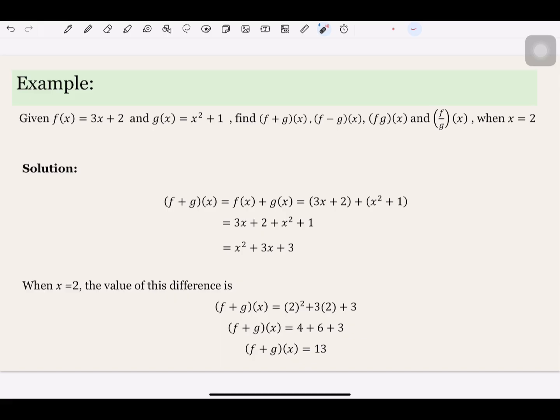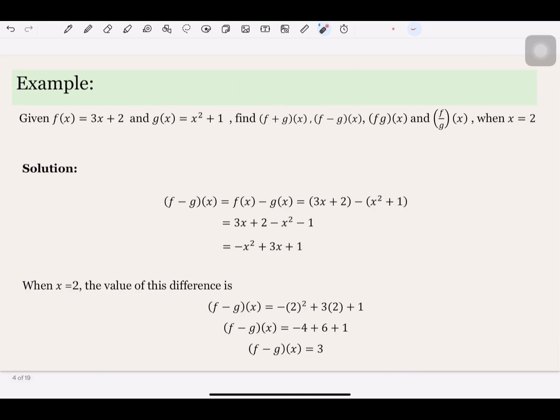Here, first of all, you have to add the two functions together. If you add those two functions and simplify the expression, you'll get your answer as x squared plus 3x plus 3. Then to evaluate the sum at 2, you have to take this expression and substitute 2 instead of x, and simplify that. Once you simplify, you'll get your answer as 13.